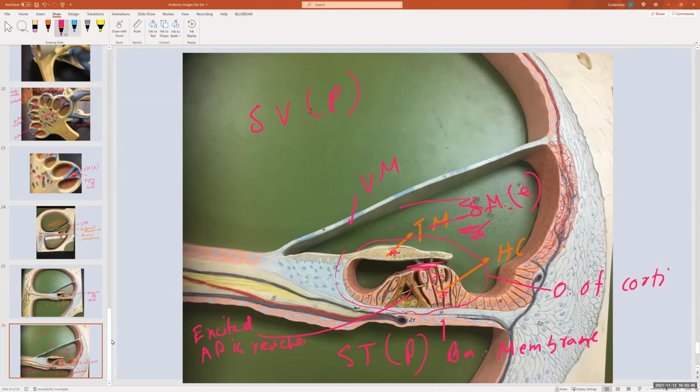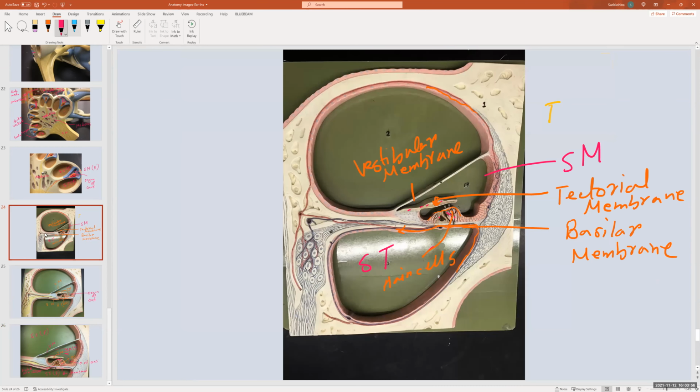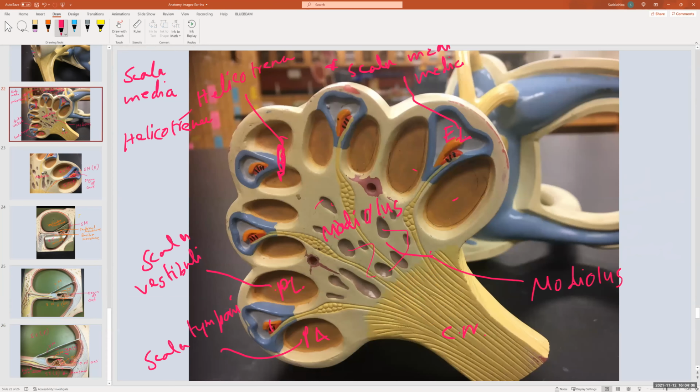Recall we talked about graded and action potentials. When an action potential is reached, that action potential is going to travel out via the cochlear nerve, a sensory nerve, as you can see here. The cochlear nerve will take it to the brain.